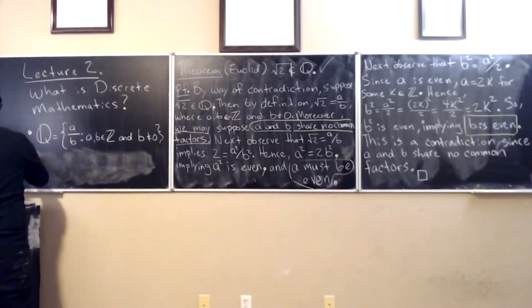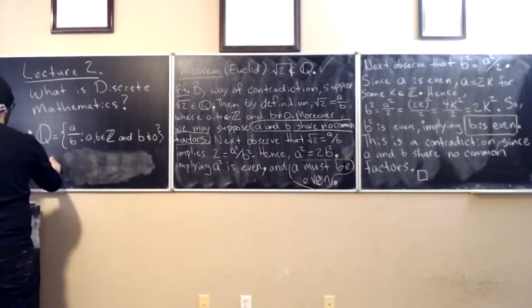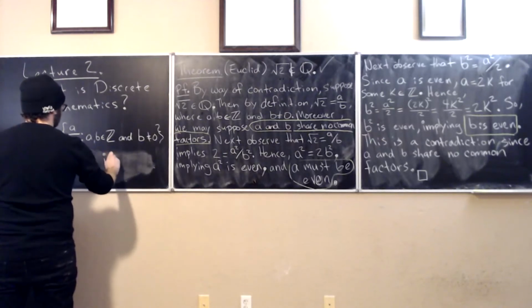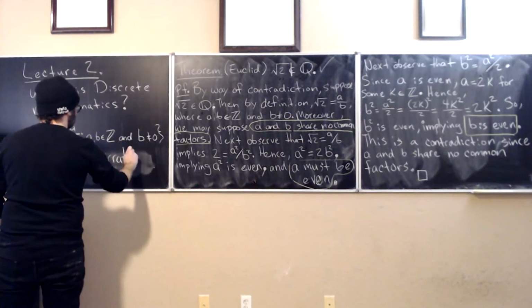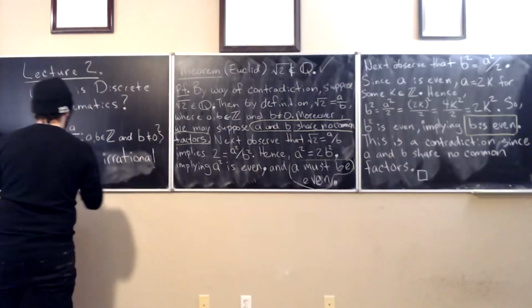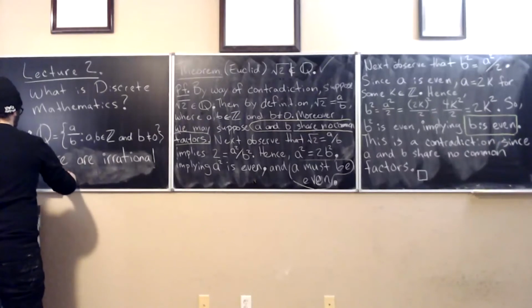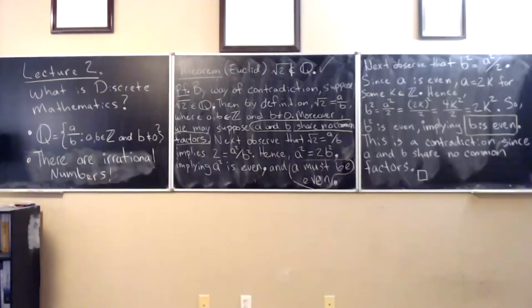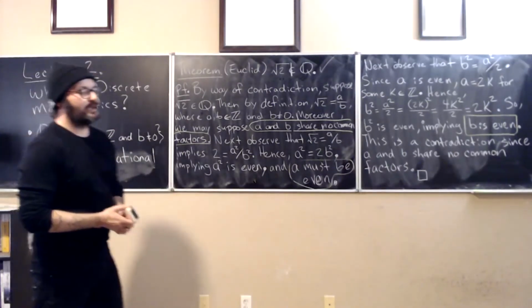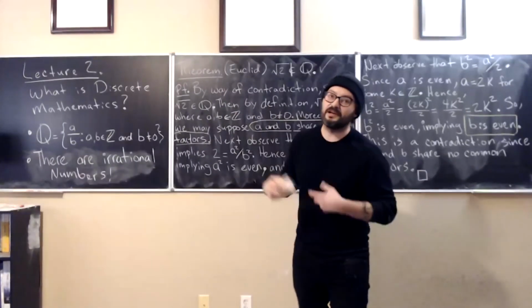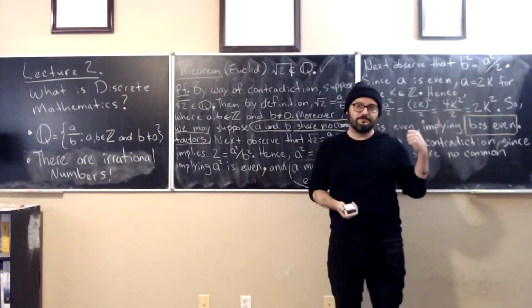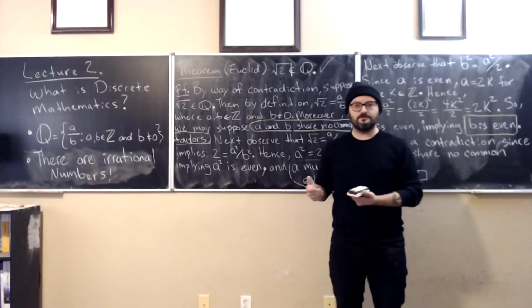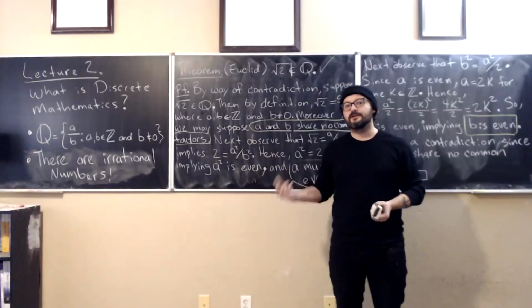So we've established that there are what are called irrational numbers. The square root of 2 is one of them. And unfortunate for the Pythagorean cult, this is not the only one. In fact, there are more irrational numbers than there are rational numbers.